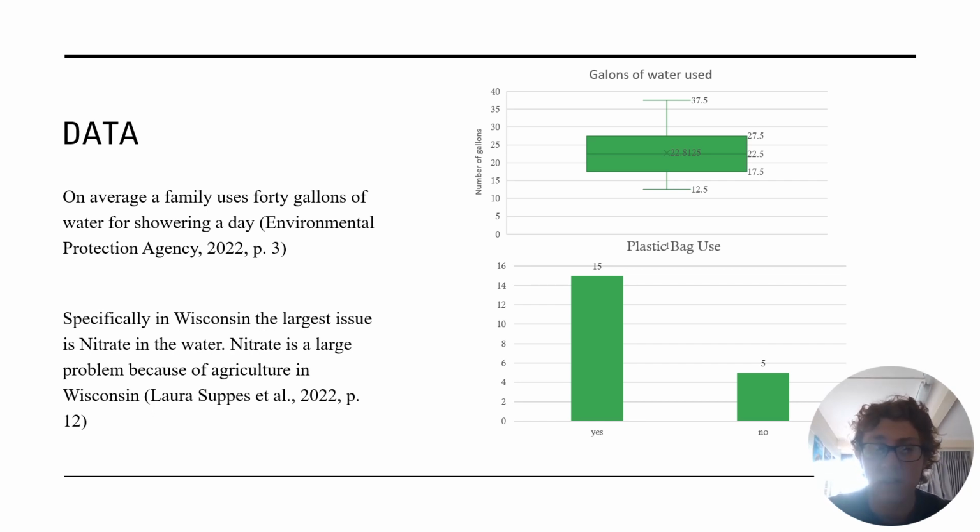But focusing more on Wisconsin, I learned that plastic necessarily isn't an issue, but nitrate is. Since Wisconsin's such a big farming state, there is a lot of fertilizer used. According to this article by Laura Supes, the largest issue is nitrate in the water, and it's a large problem because of the agriculture. Phosphorus and nitrogen are used in fertilizer, and this runs off into the water streams, which creates an excess of algae that is extremely harmful to the plants and the wildlife and disrupts the entire food chain in the water.